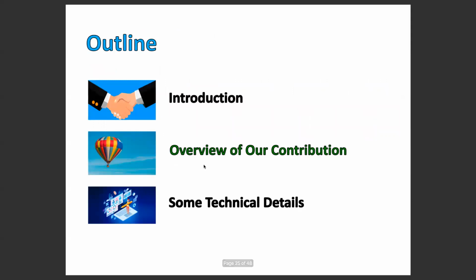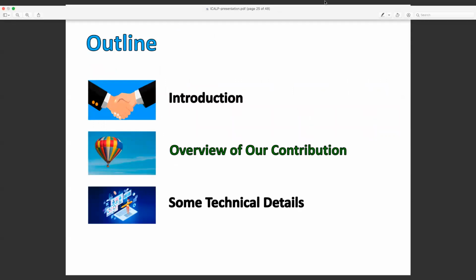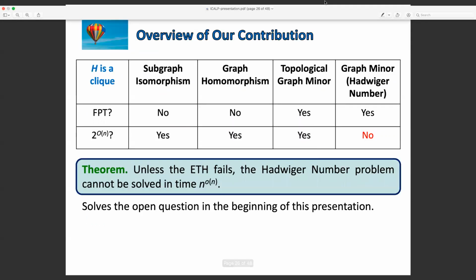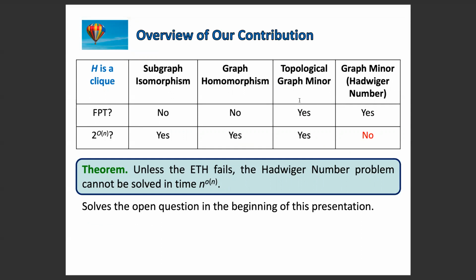So now let's discuss our contribution. What we saw is that the answer here is no. So unless the ETH fails, the Hadwiger number problem cannot be solved in time n to the little o of n. So in particular, we don't have a 2 to the order n time algorithm.